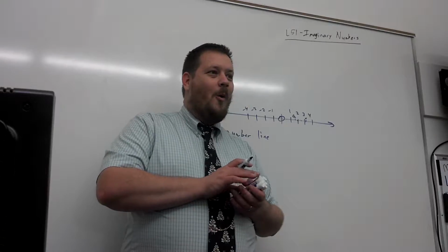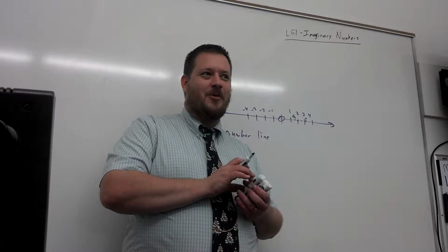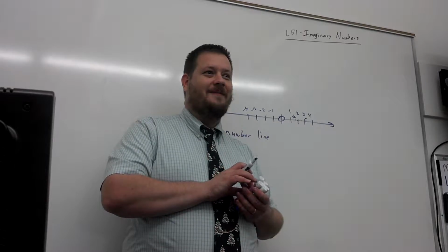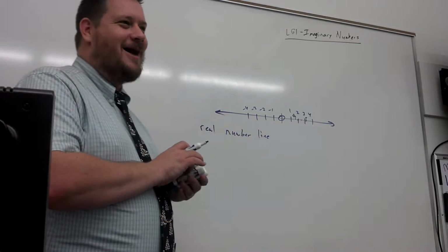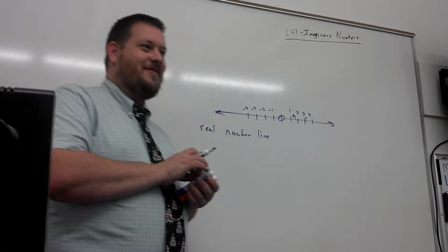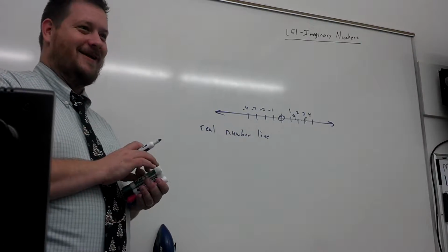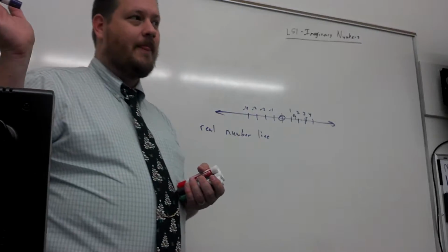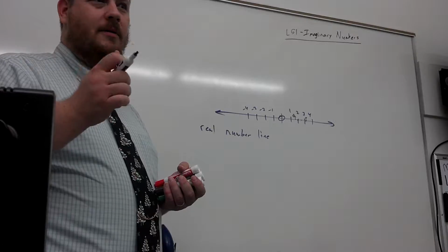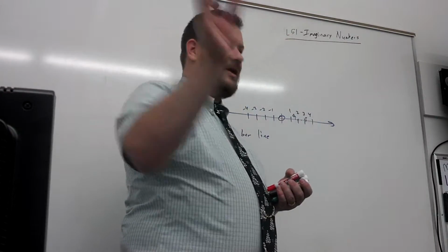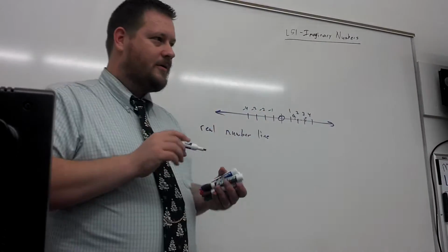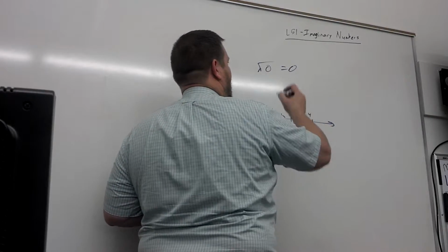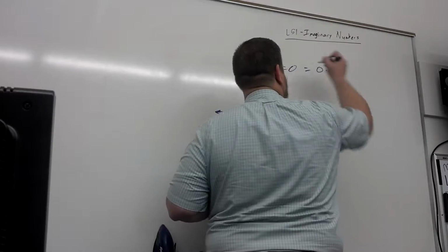Let's do imaginary. What if there were numbers that were not on the real number line? Those numbers would not be real numbers. Imaginary. What's the square root of 0? Zero, because 0 times 0 equals 0.